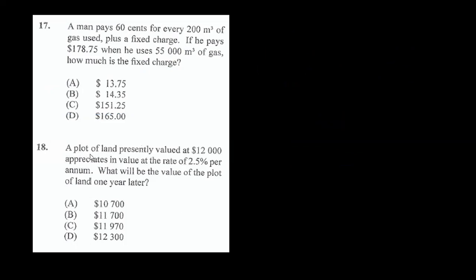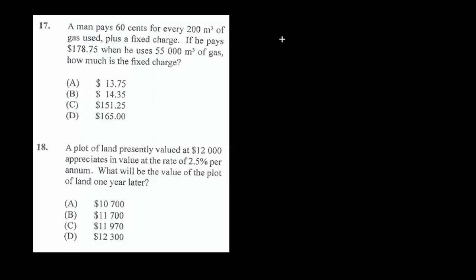Question 18. A plot of land presently is valued at $12,000, appreciates in value at the rate of 2.5% per annum. What will be the value of the plot of land in 1 year? So what answers are totally wrong? Anybody see the answers that are wrong? In this case, we don't need to work out a thing. What answers are totally wrong? Put it in the chat.